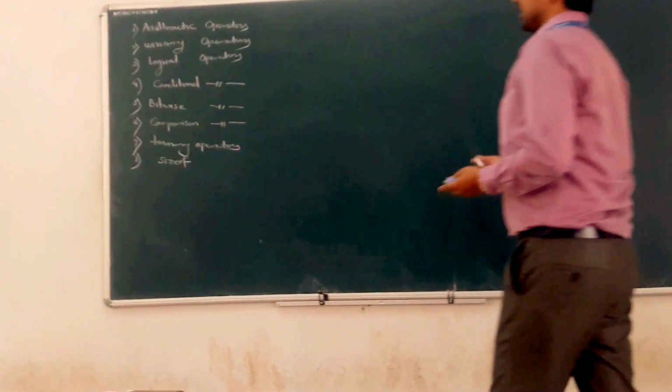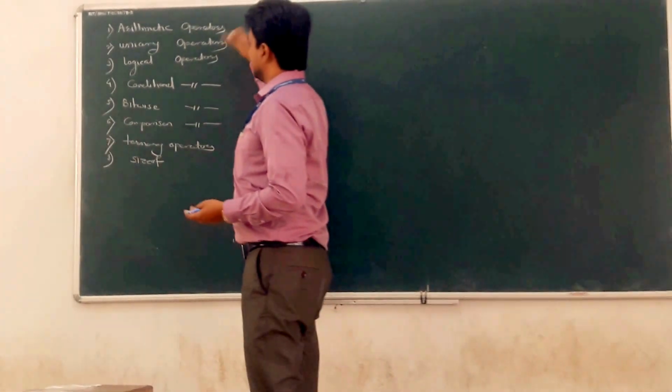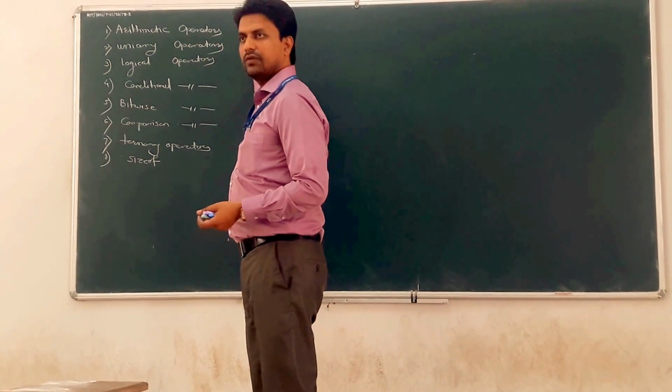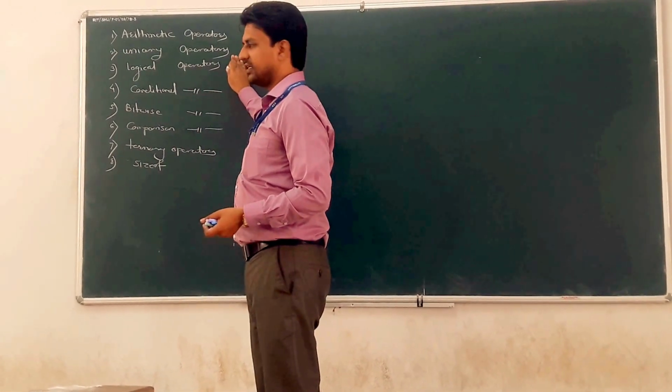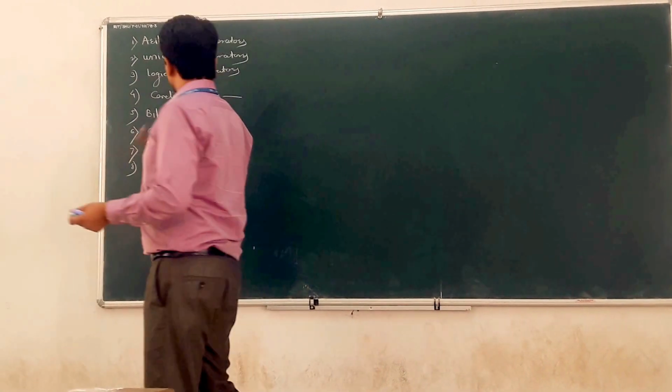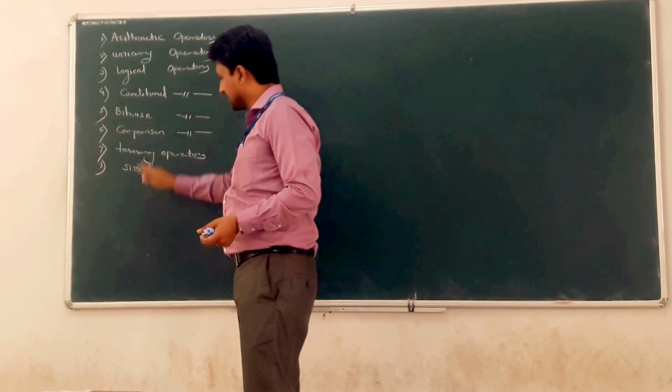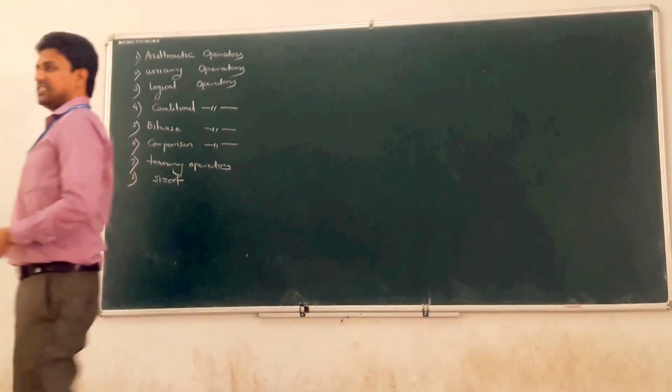Okay, again these are categorized into unary and binary. Clear? Arithmetic operators are binary. Unary operators contain plus plus and minus minus. Okay, that we will see later on. Then logical, conditional, bitwise, comparison, ternary, and sizeof. That is the miscellaneous type of operators.